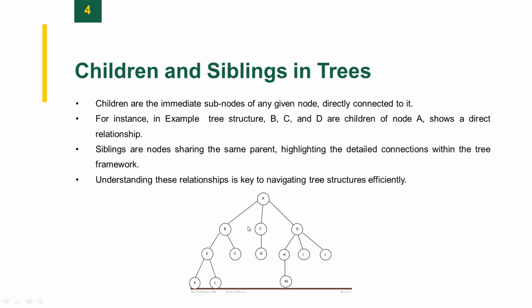In this example, B, C, D are the branches of the same parent A. So, B, C, D are called siblings. In the same way, H, I, and J are children of parent node D. So, H, I, and J are called siblings.